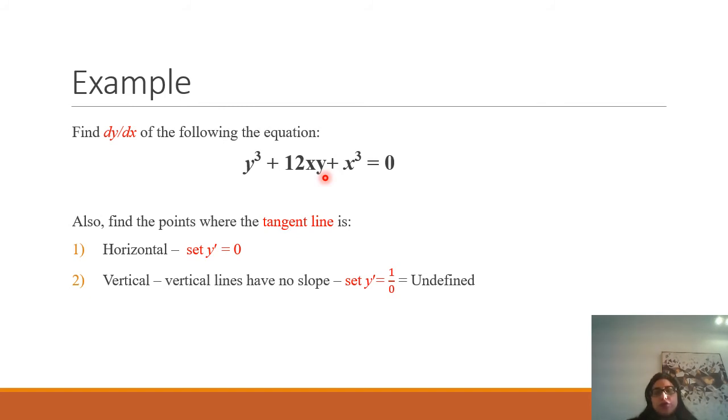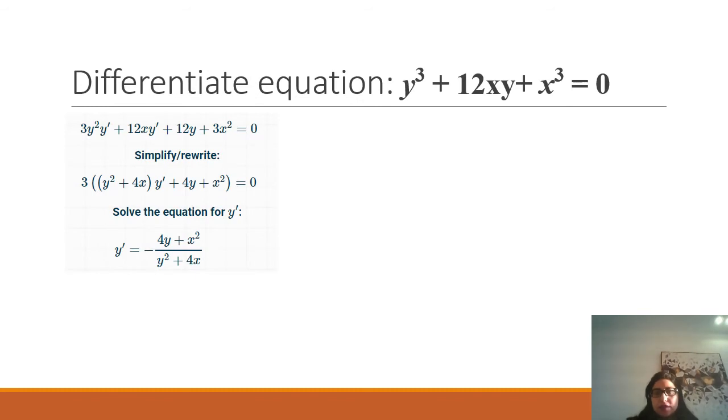Is it a product or a quotient? This is a product. It's x times y. So it's going to be x, derivative of the second, y dash, plus the second, y, times the derivative of the first, x, which is 1. And the 12, you can take it as a common factor before you do the differentiation. Plus 3x squared equals 0. This is the way it is. This is what we did. And then you get y dash on one side, the rest of the terms on the right hand side. So this is the differentiation of the function.